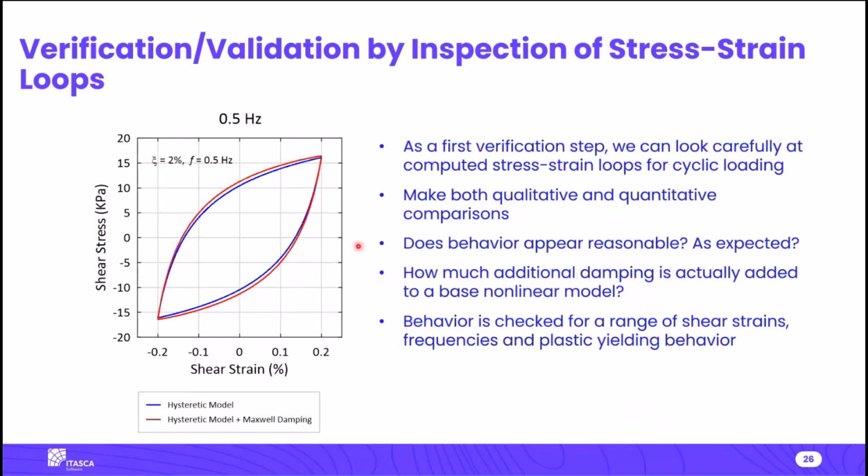So again, this is both qualitative and quantitative. We're looking at stress strain loops, and does the behavior appear reasonable as expected? That's the qualitative part. The quantitative part is how much additional damping is actually added to a base nonlinear model. And we want to check this for a range of shear strains, frequencies, and plastic yielding behavior.